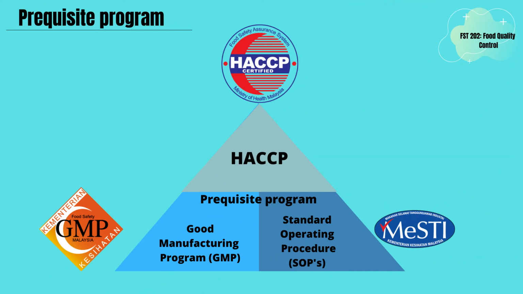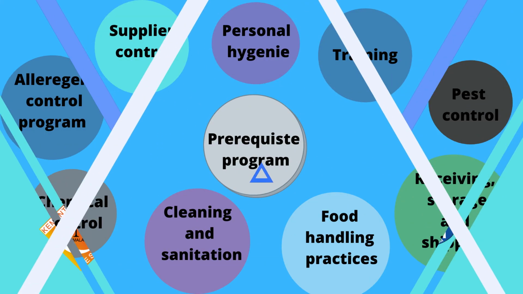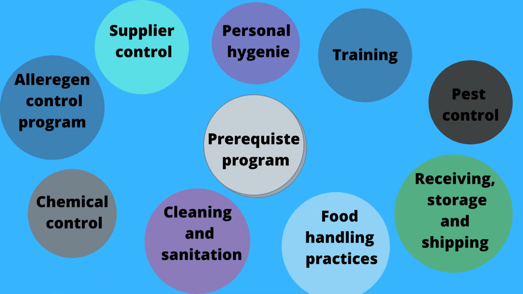The HACCP system must be built upon a solid foundation of prerequisite programs such as good manufacturing practices (GMPs) and standard operating procedures (SOPs), as they provide the basic environmental and operating procedures that are necessary for the production of safe food for consumption. The examples of prerequisite programs.